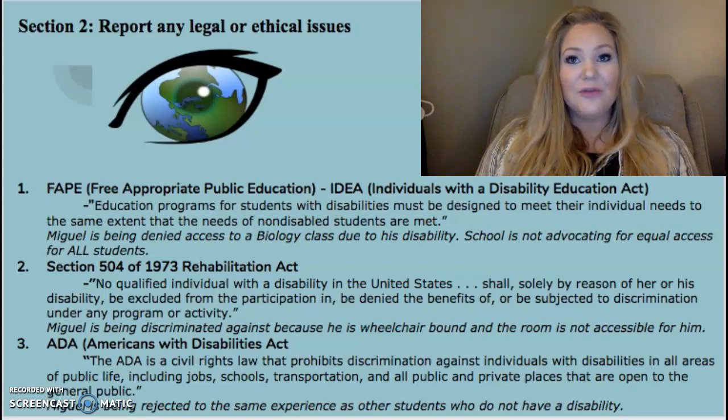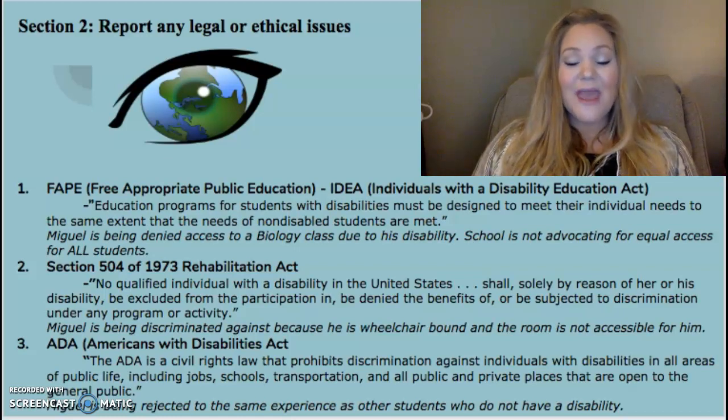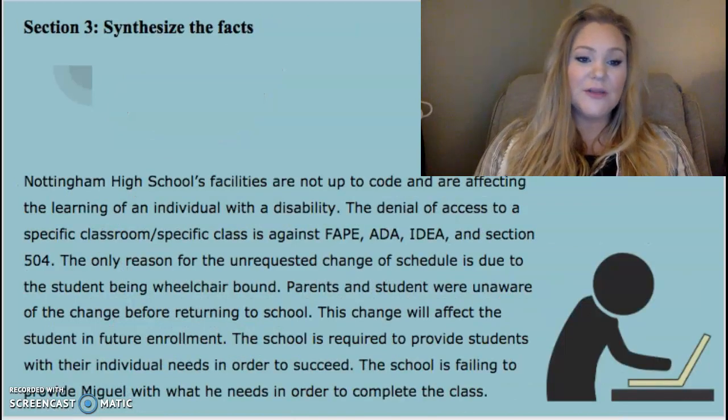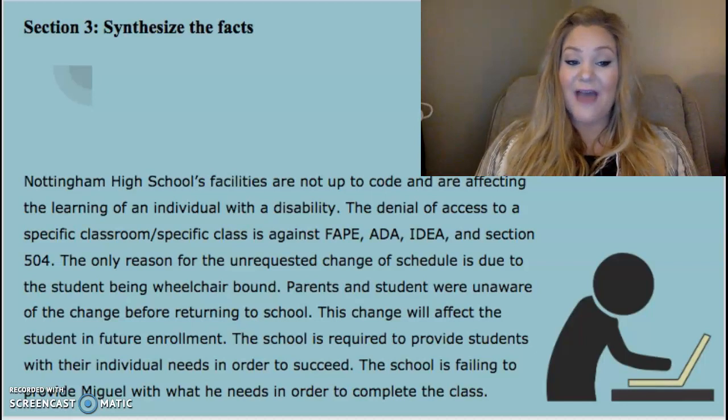And maybe that was a communication error. Maybe that was just a decision made without kind of thinking about it. But there's solutions to the problem and things that we need to figure out. But first, we must synthesize the facts.